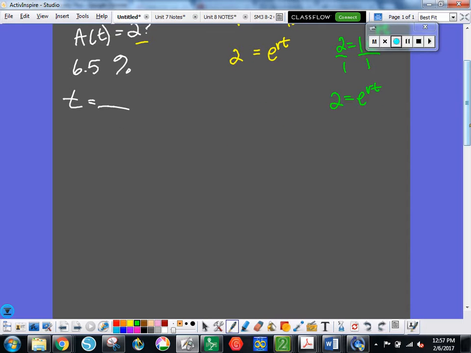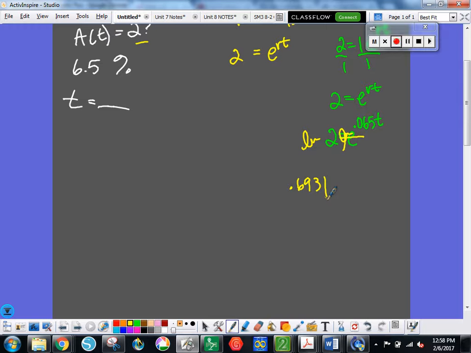Now the rate is what? 2 equals e to the, what's the rate? 0.065 t. So you have to solve for t here. Using what we just learned, how would you cancel the e? You would take the natural log of both sides. The natural log of e goes away. On your calculator, what is the natural log of 2? Give me 4 decimal places. 0.6931. You see the LN button on your calculator? It should be really close to the log button.